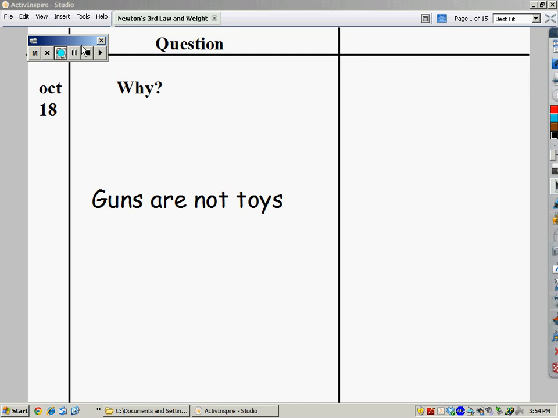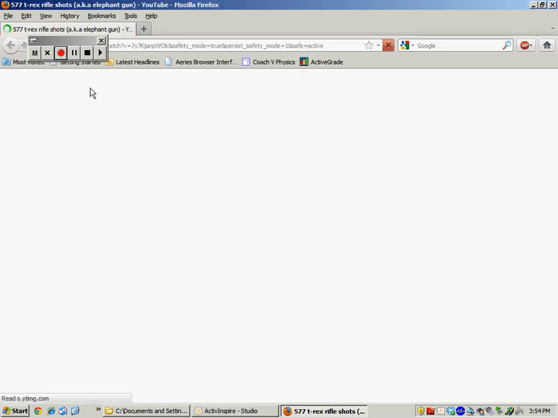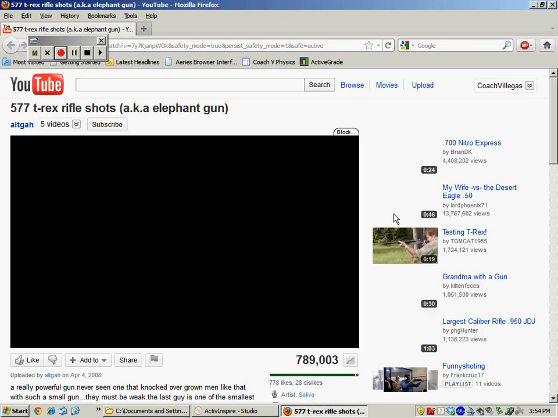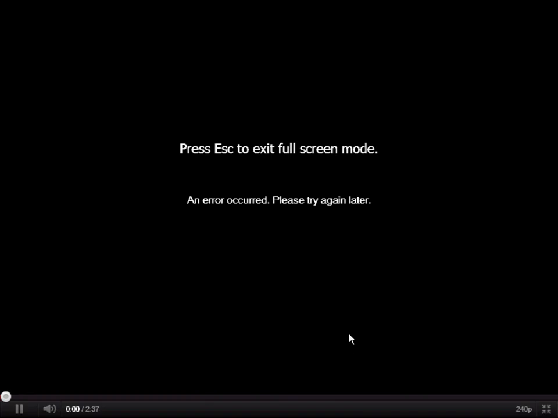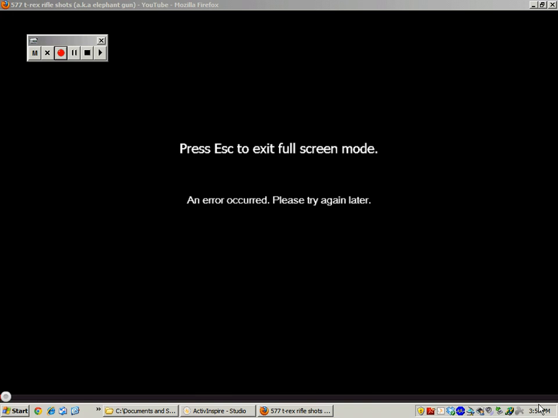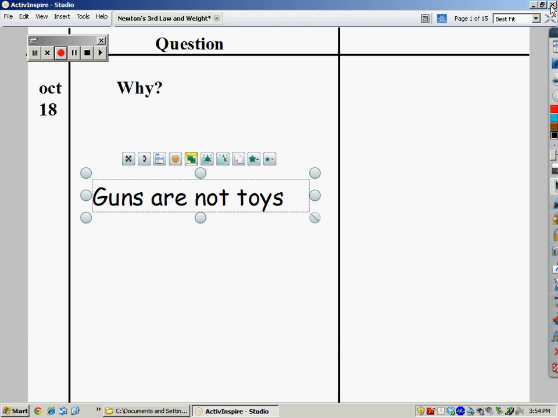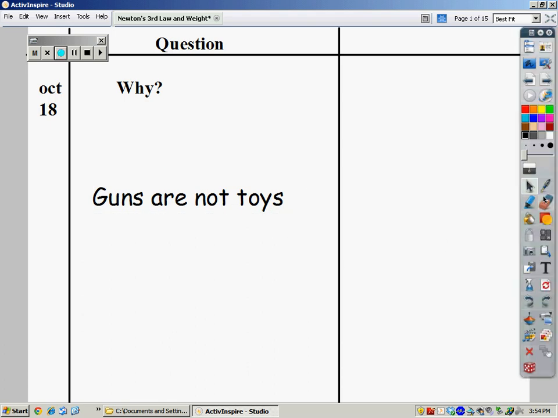Okay, this is the third law portion of the basics video, and I started this whole unit with this quick video, and we'll watch a little bit of it. Let's see if it'll come up. Oh, here it comes. Alright, this is called the T-Rex rifle. Oh, error occurred. So we're not going to watch the video, but it's something a lot of us have seen before. A person shoots a gun.